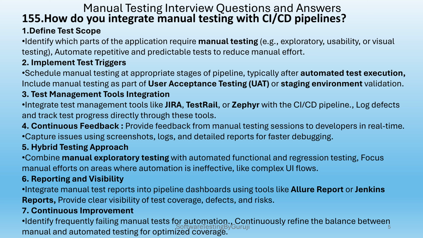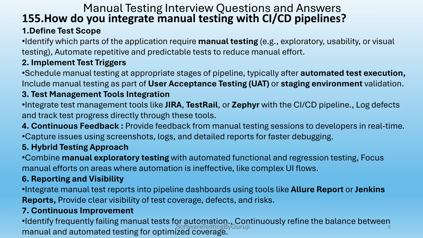Second, implement test triggers. Schedule manual testing at appropriate stages of the pipeline, typically after automated test execution. Include manual testing as a part of user acceptance testing or staging environment validation. Third, test management tool integration. Integrate test management tools like Jira, TestRail, or Zephyr with the CI/CD pipeline. Log defects and track test progress directly through these tools.